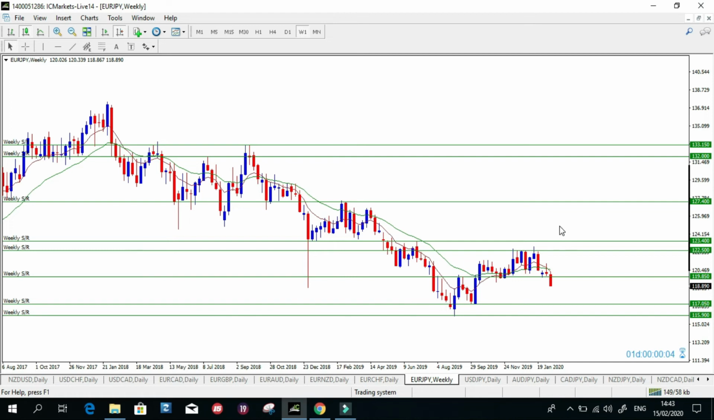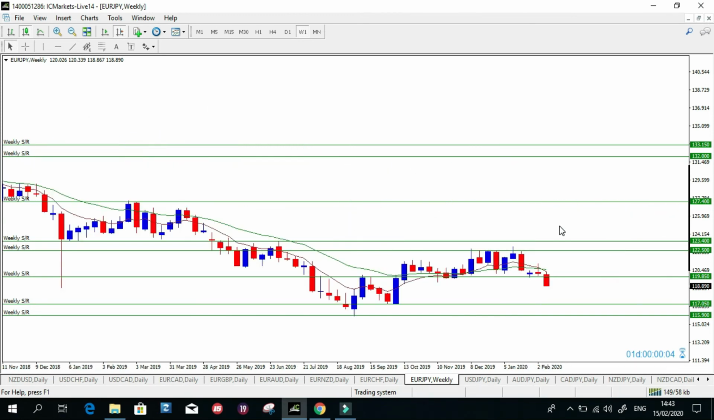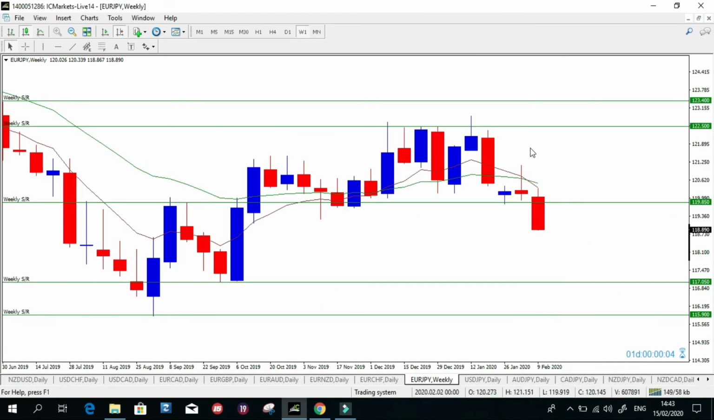Finally, we have the euro versus the Japanese yen. We can see from the weekly time frame that we have a long-term downtrend over here, just like all the other euro pairs. So again, we want to only look for sell signals to have a high probability trade. We can see that we had a weekly pin bar that triggered a push lower through weekly support 119.85. This weekly support has been holding well since last October. So this breakout lower was a significant one.